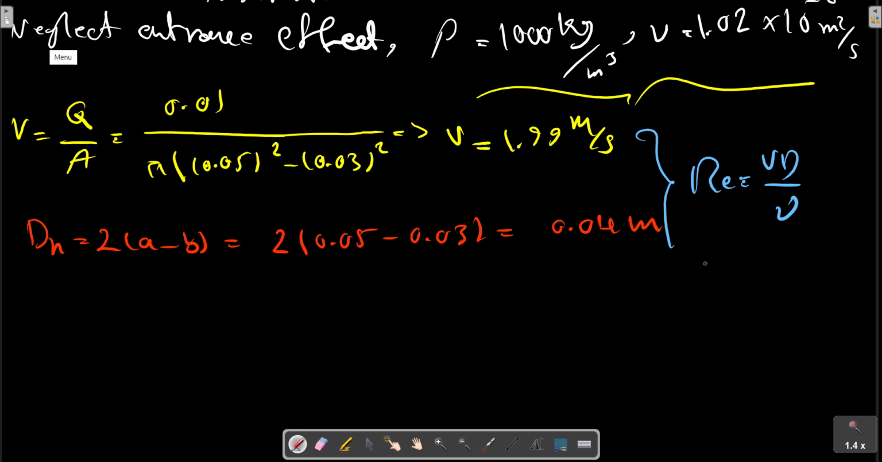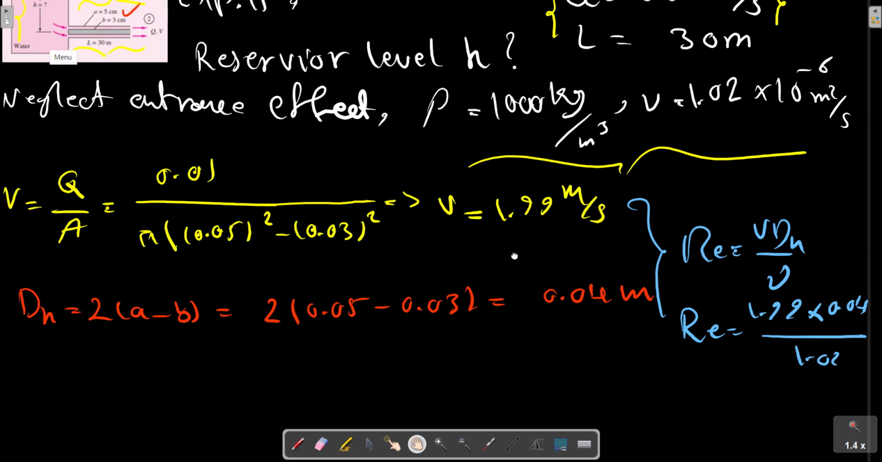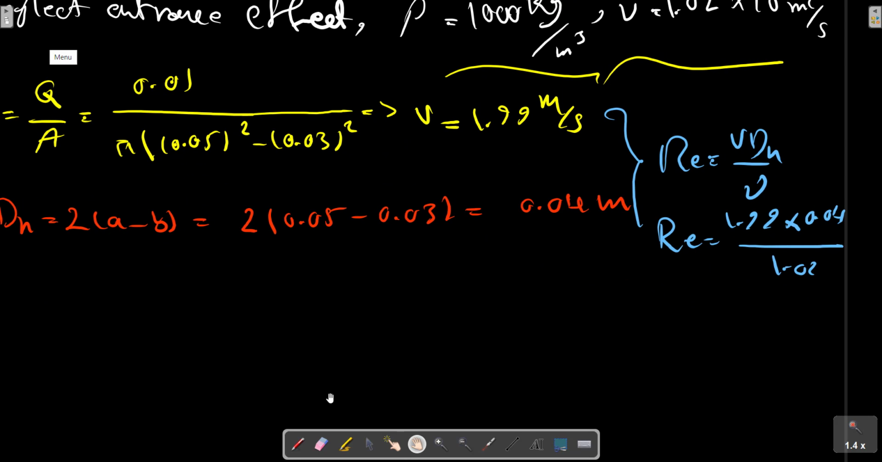Reynolds equals VD on nu, we have V DH on nu, so Reynolds equals to, turbulent.